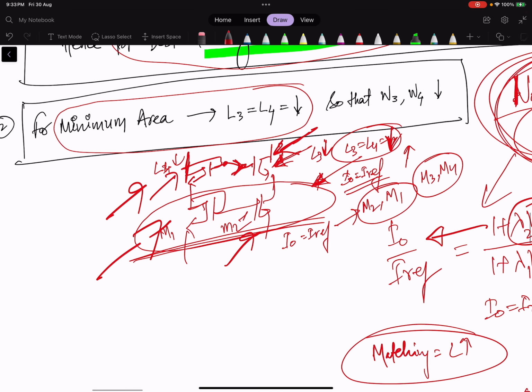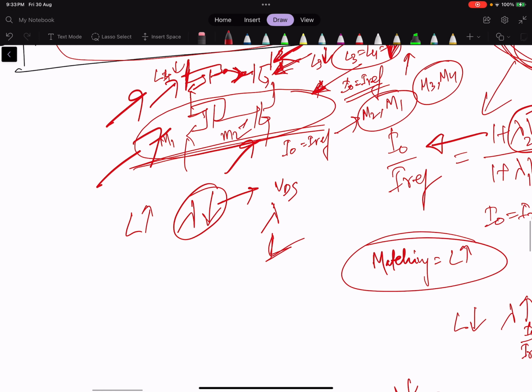And why do we make length high? Because lambda goes down, and as lambda goes down, the effect of VDS, or the effect of lambda, or the effect of length, is reduced. So what is mismatch?